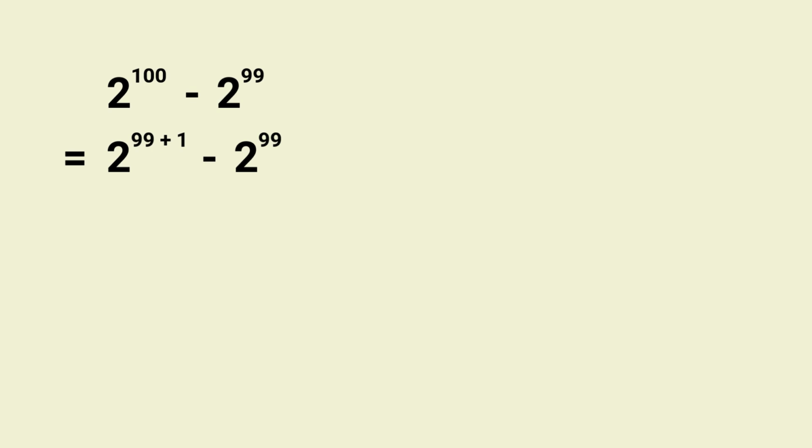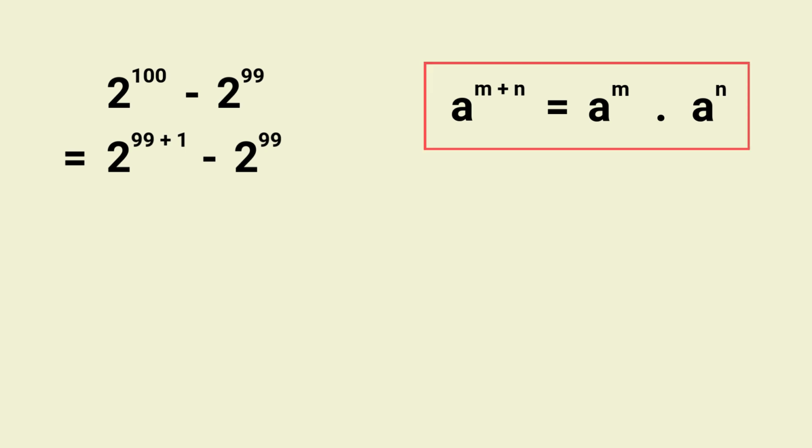If you have a sum in your exponents, let's say something like a to the power of m plus n, then the rule says you can write this as two separate powers. You take base a to the power of the first part of the sum m and multiply this by base a to the power of the second part of the sum n. This is the rule we want to apply now.